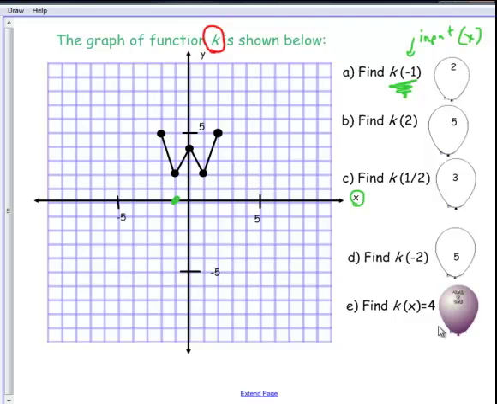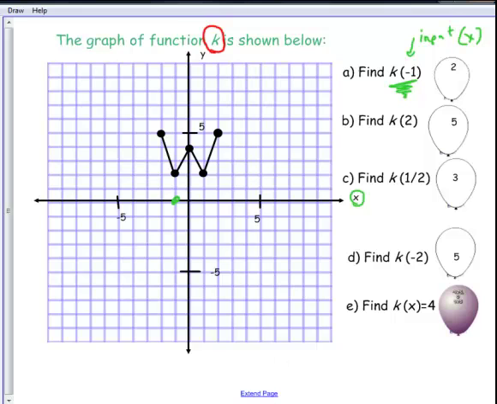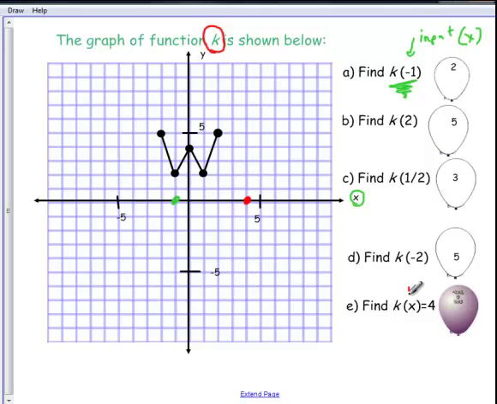And the last one, find k of x equal to 4. This one looks a little different. How would we do this, Miss Trulin, if we had a function that said k of x equals 4? It doesn't say k of 4. We would normally have gone here if the 4 was there. But this is saying, where does the y value equal 4? So the y value equals 4 right here. So where do we have a dot? Because the dots represent a real point on this graph called k.